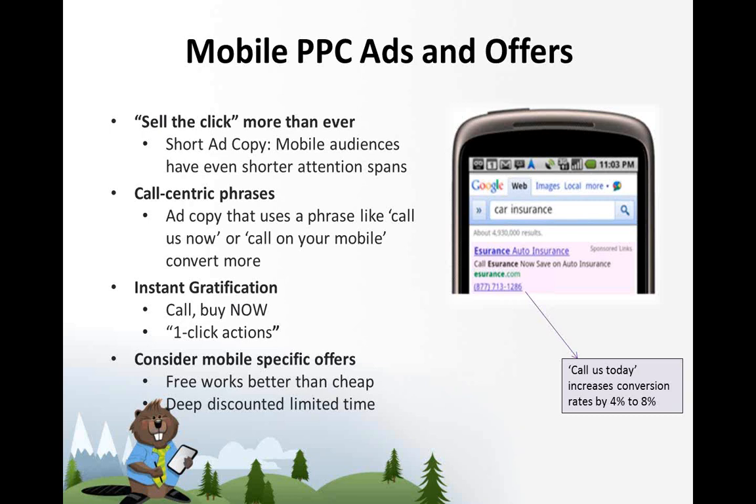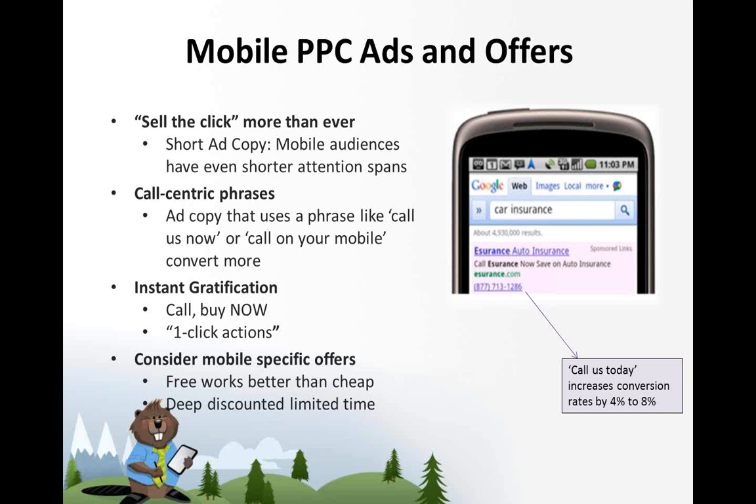You can see this example from Esurance here. Call Esurance now to save on auto insurance. Boom, phone number, that's it. Copy like that will increase your conversion rates and your click-through rates by about 4 to 8%. So very direct ad copy. That's really important. And these people have short attention spans.